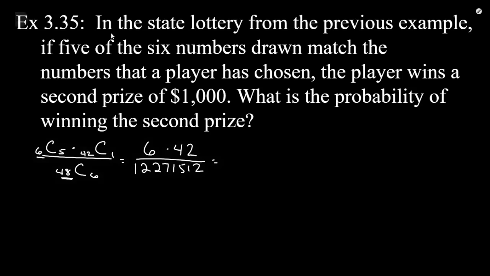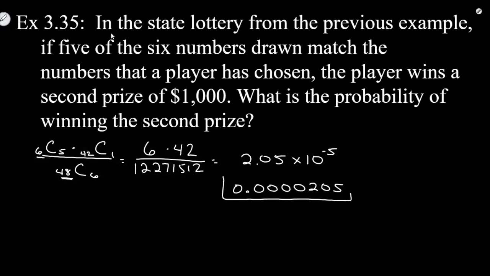And we get 2.05 times 10 to the negative 5th power. And again, what that means is you've got 4 zeros before your first non-zero digit, and then you've got your 205 after that. So still not a great chance. If they want scientific notation, that would be the top number. If they want normal standard notation, that would be the bottom number. So that is example 335.